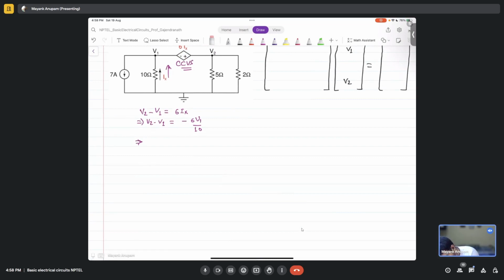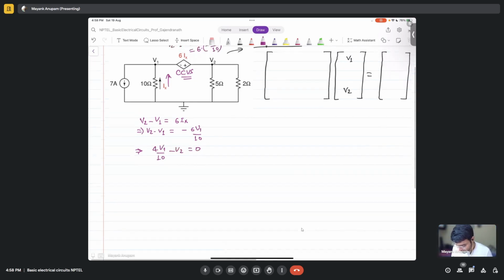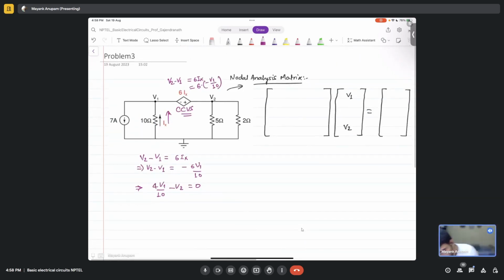Yeah, so in that case it will become 4V1 by 10 minus V2 is equal to 0. Correct? Yeah. Okay, now tell me, what do I do when I see a current control voltage source? What should I do to write the matrix?